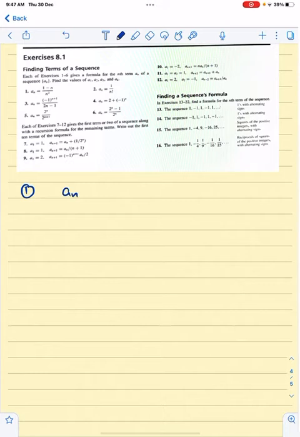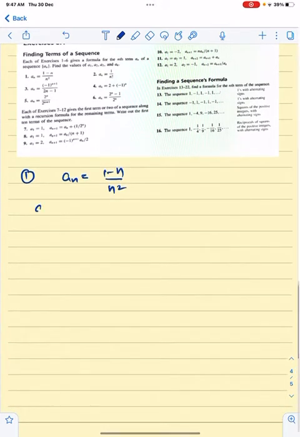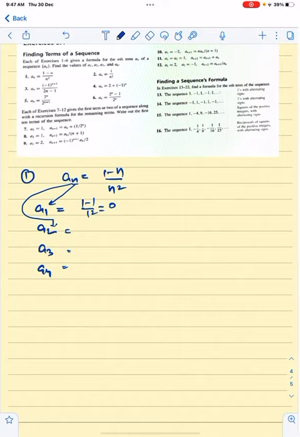Okay, so a_n is given to you, so it's very easy to do such questions. They are asking you to calculate a1, a2, a3, a4. I have told you earlier as well: in place of n you have 1 here, just put 1, so it will be 0, right? And now in place of n you have 2, so just put 2 here, and you will have minus 1 upon 4.